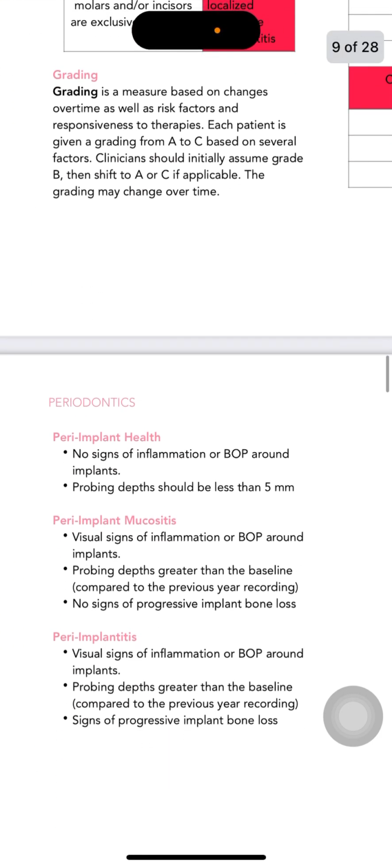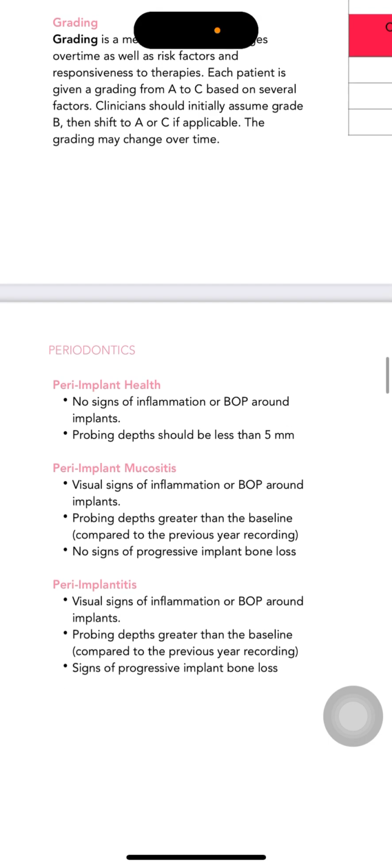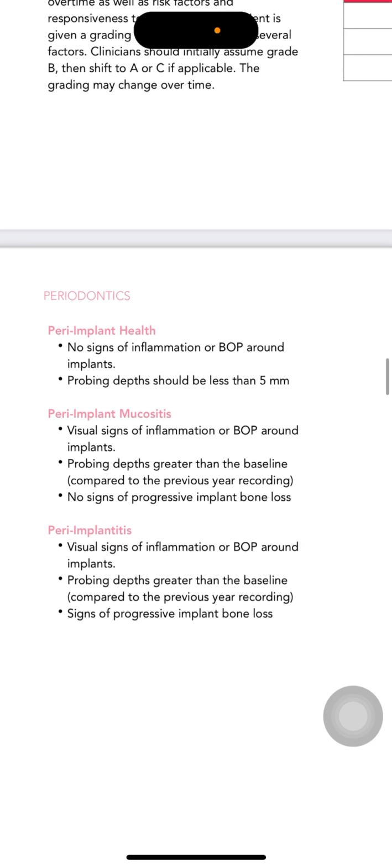Peri-implant health: no signs of inflammation or BOP. Oral implants, probing depths should be less than 5 mm. Peri-implant mucositis: visual signs of inflammation or BOP around implants. Probing depths greater than the baseline compared to the previous year's recording. No sign of progressive implant bone loss.